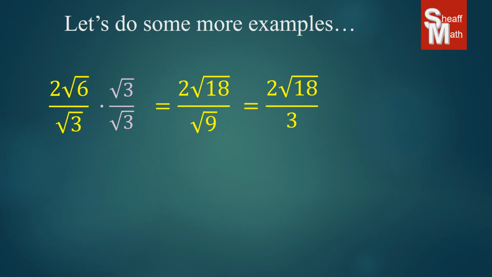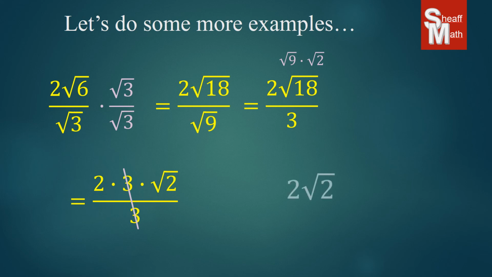And so this radical 18 at the top can actually be broken apart and simplified. You see, radical 9 times radical 2 is equal to radical 18, and so we can actually take that radical 9, which is a 3, out of it, giving us this, 2 times 3 times radical 2. Okay, we square rooted that 9. And now we can cancel out the 3's, leaving us with 2 radical 2. That's our final answer.